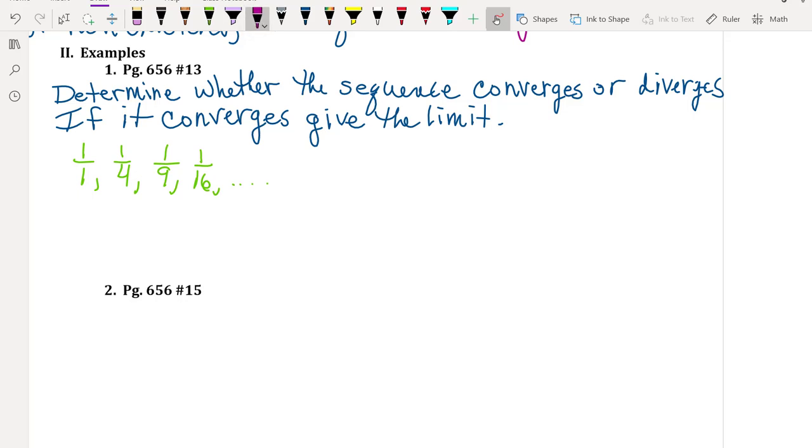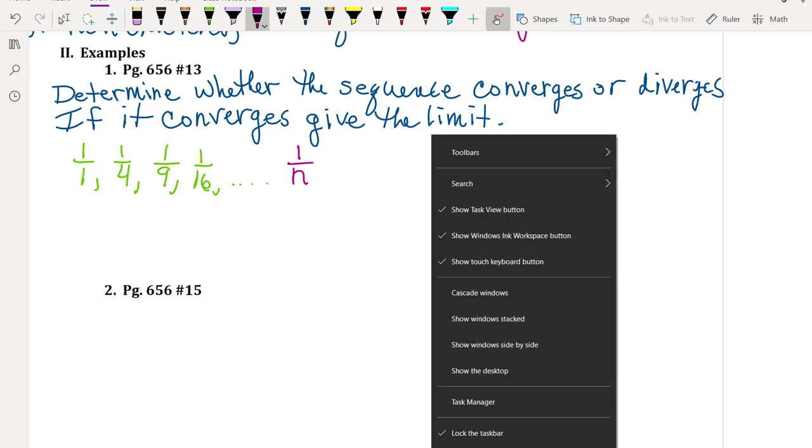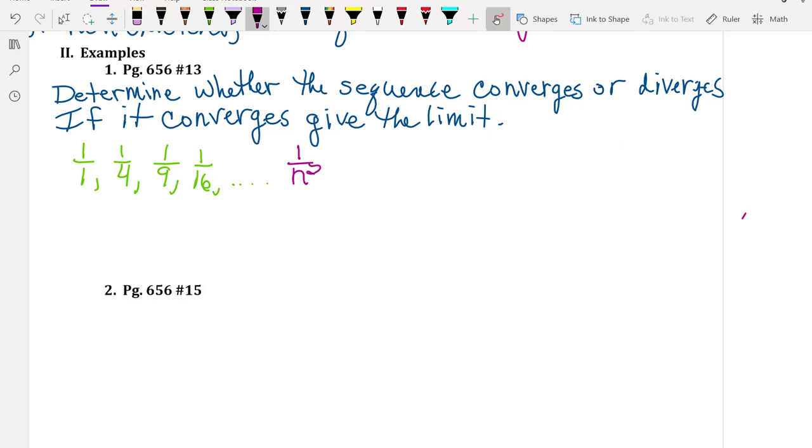And this one's kind of easy. You can see the top's always going to be 1. If you look at the numbers in the denominator, they're all perfect squares. So it's going to be 1 over n squared. So what we're going to do is we are going to take the limit as n approaches infinity of 1 over n squared. And so what we have is, there's two ways to look at this.